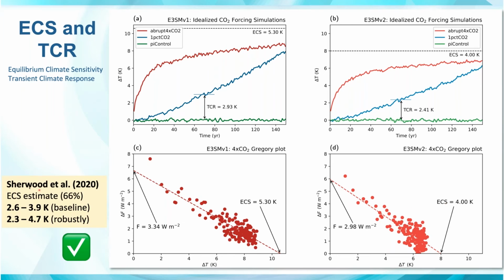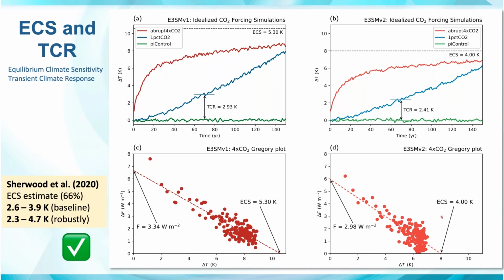There was a large effort by Sherwood et al. to review the literature and come up with a best estimate of ECS, and their best estimate range is 2.6 to 3.9 or 2.3 to 4.7, depending on assumptions. So with an ECS of 4, we are basically within their estimate.